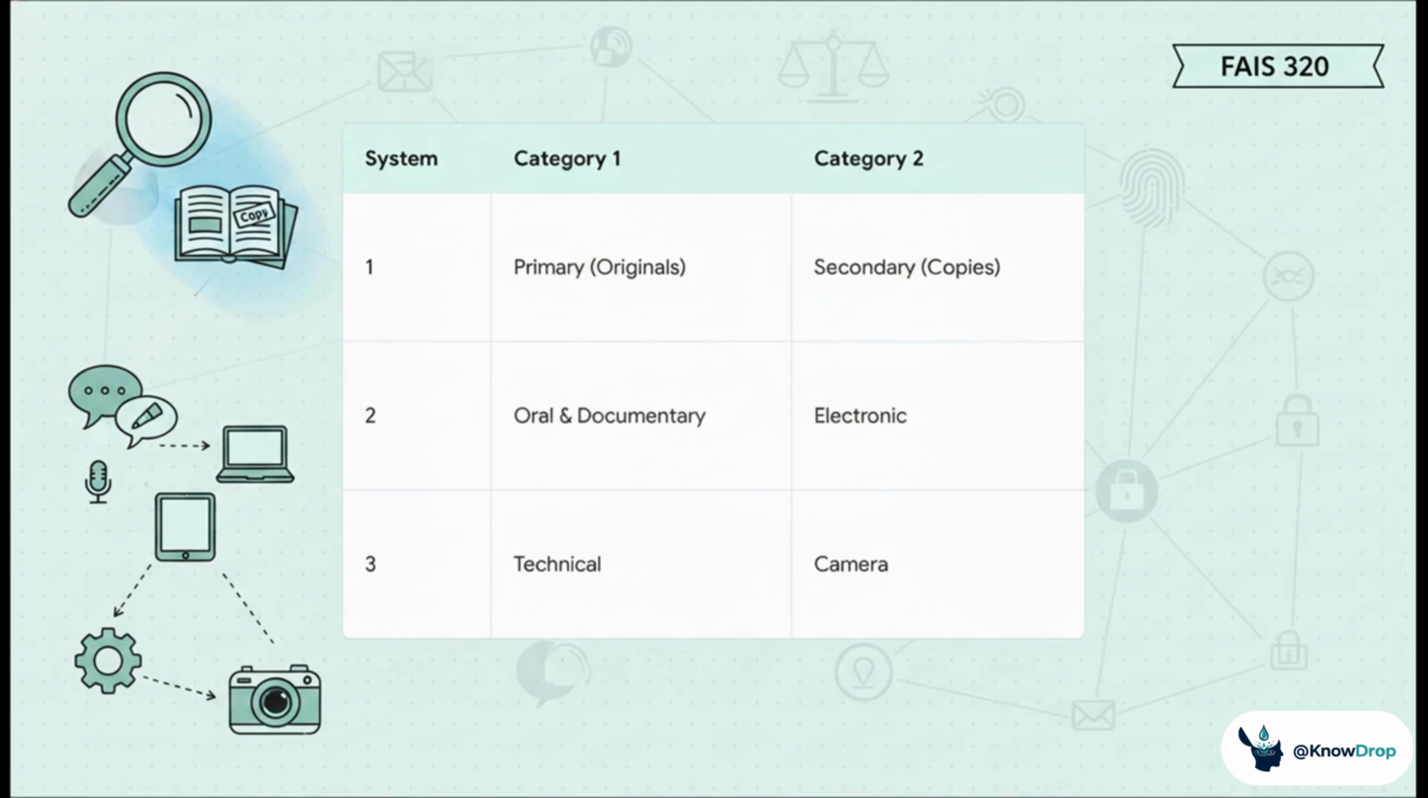This matrix is an absolute lifesaver for FAIS 320. Examiners absolutely love testing this. You have 3 systems. System 1, distinguishing primary original documents from secondary certified copies. System 2, oral and documentary evidence versus electronic evidence. And System 3, technical evidence from mechanical devices versus camera evidence like photographs. Keep this matrix firmly in mind, and you'll nail any question on evidence classification.